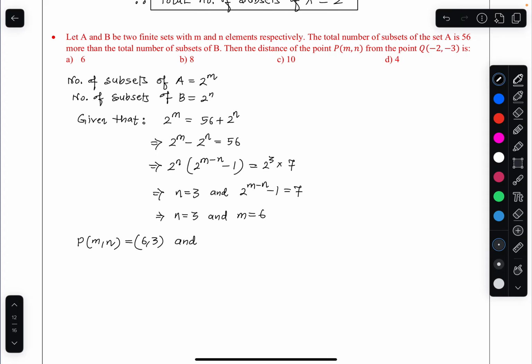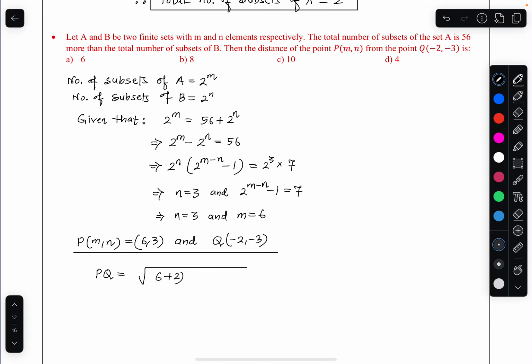And we are looking for the distance between this point P and the point Q, which is -2, -3. So the distance PQ would be root of 6 plus 2 square plus 3 plus 3 square, and 64 plus 36, that would be 100. Root of 100 is 10. So the answer we are having is 10. The PQ is going to be equal to 10.